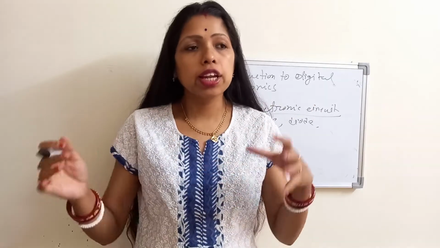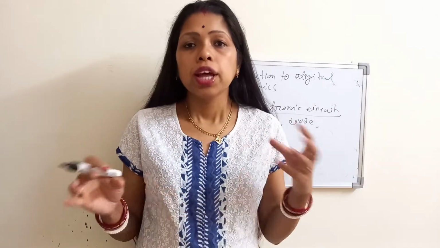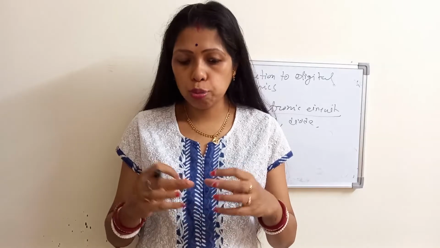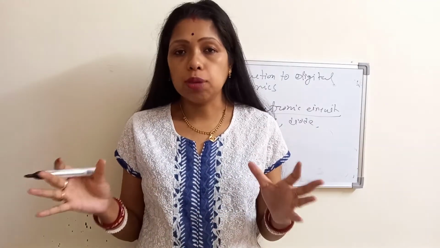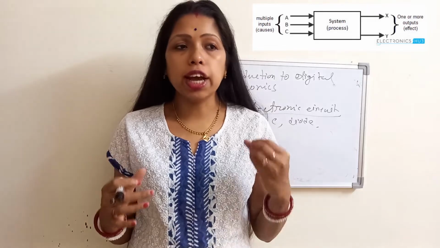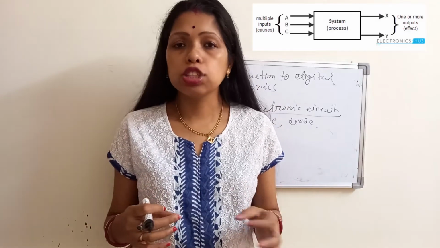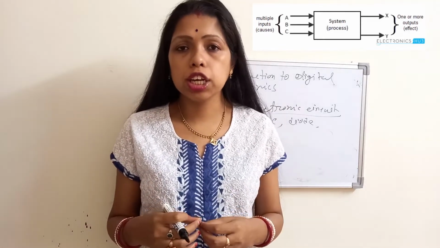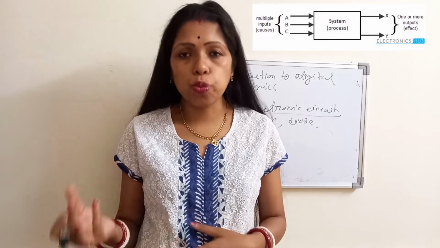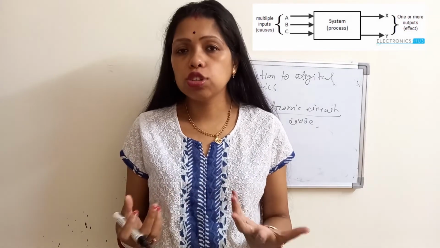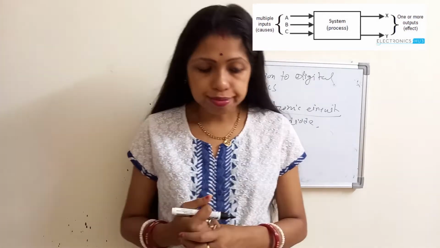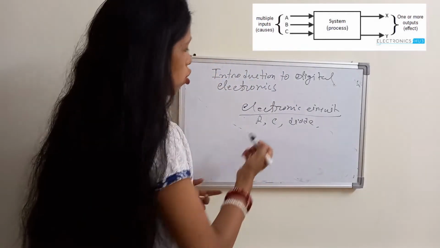Mainly, a circuit is one kind of system or electronic system. Any electronic system consists of many electronic circuits, right? In a system, if we send any kind of information, the system will manipulate the information and give some output, right? That is the system. And an electronic system consists of electronic circuits.